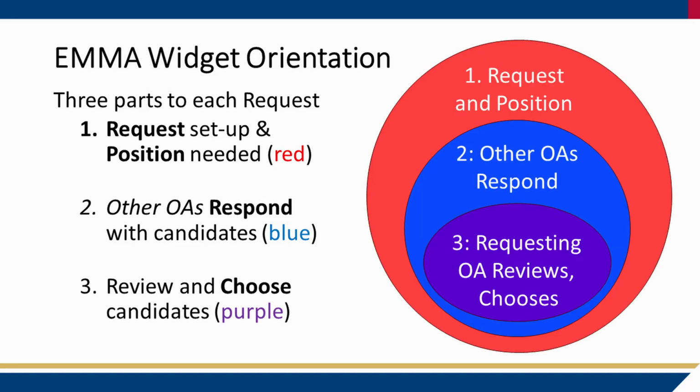In Cal EOC 360, this process is set up using widgets. The widgets are oriented to allow step-by-step response. First, add the request and the positions needed. From that screen, the widgets change and other OAs can respond. From the responses screen, you can find, review, and choose the candidates. Each step opens the next step.